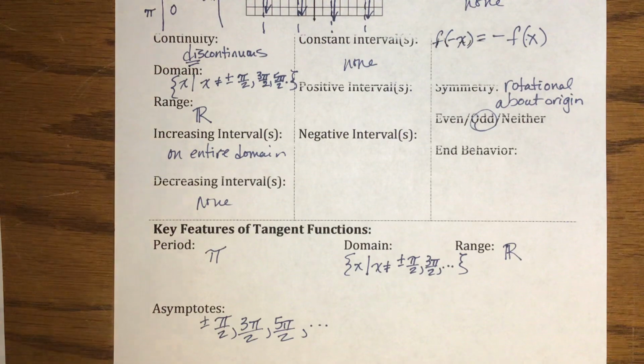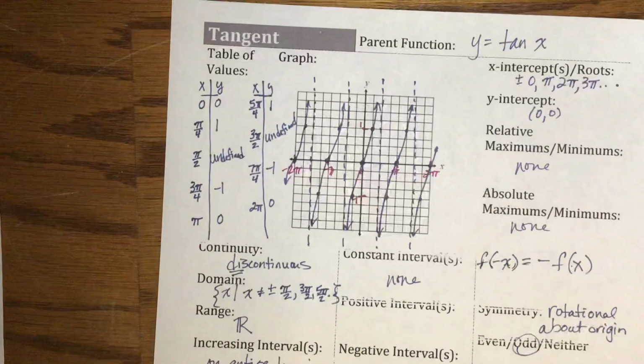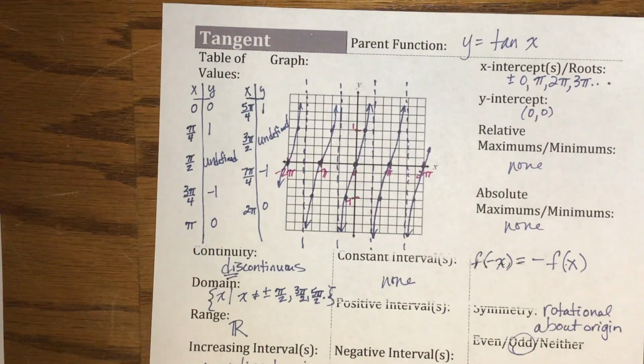Okay, that is it for our tangent function. Main thing to remember about the tangent function, it's going to be undefined anytime your x value, your cosine value, is 0.